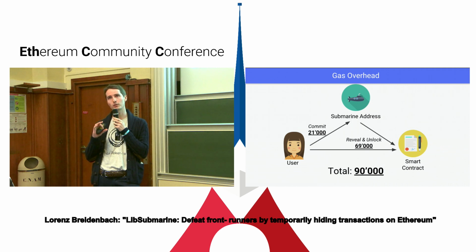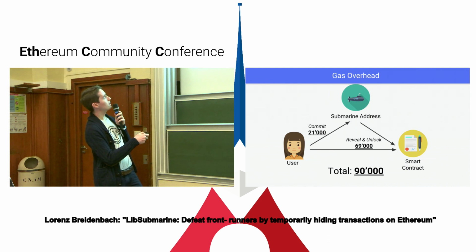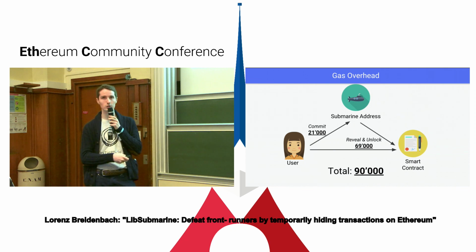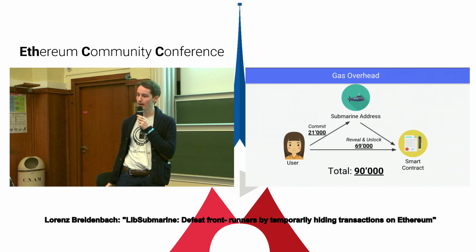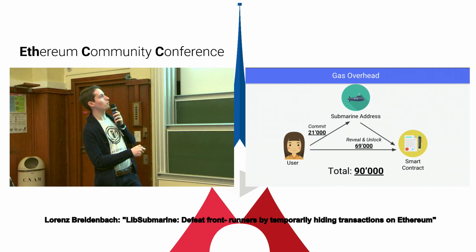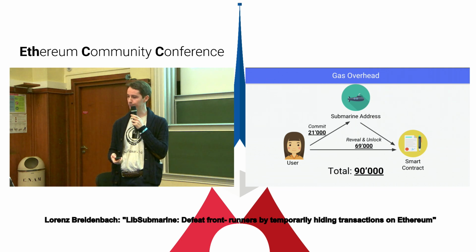So compared to just writing your contract without using libsubmarine, you pay an extra 90,000 gas in total for the typical flow that a user would go through. 21,000 gas are just this commit transaction, which is just the regular send of ETH to an address that looks like a fresh address. And then 69,000 gas result from this reveal and unlock logic that I described to you.